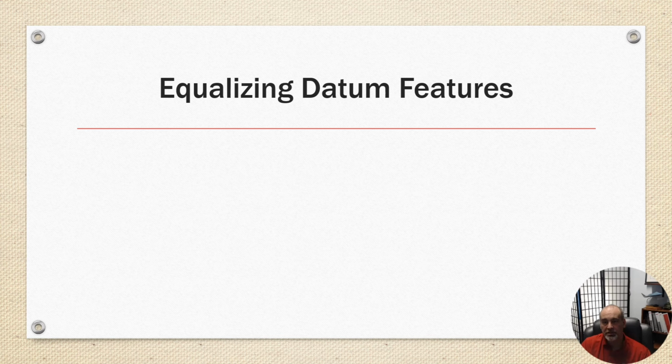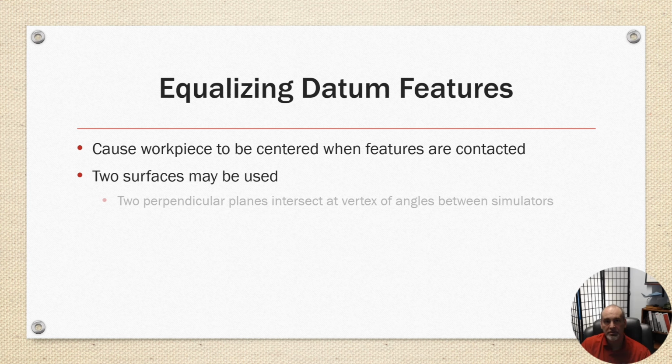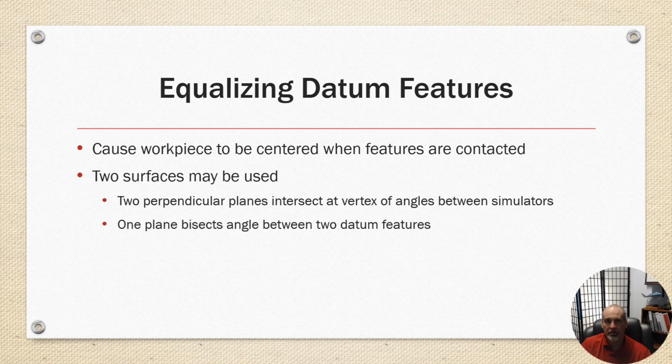Okay, equalizing datum features can cause a workpiece to be centered when the features are contacted. Two surfaces may be used. Two perpendicular planes intersect at a vertex of angles between simulators, and one plane bisects an angle between two datum features.